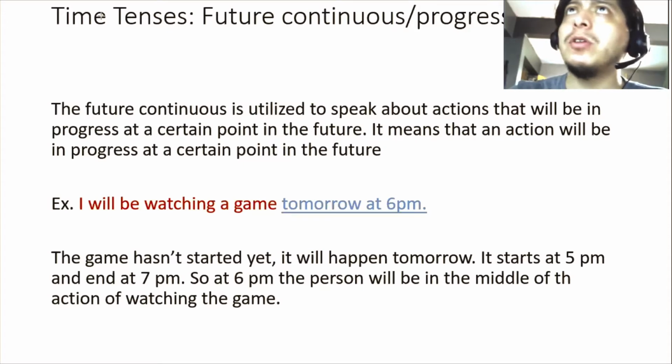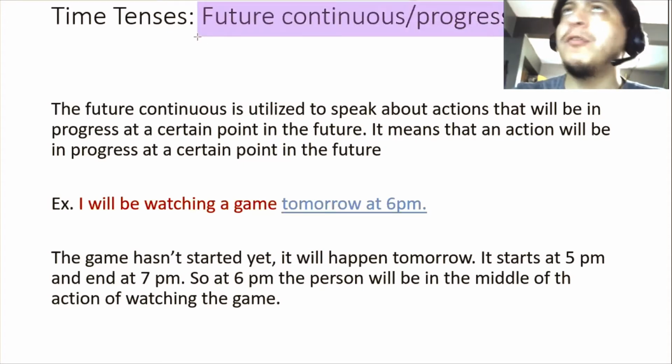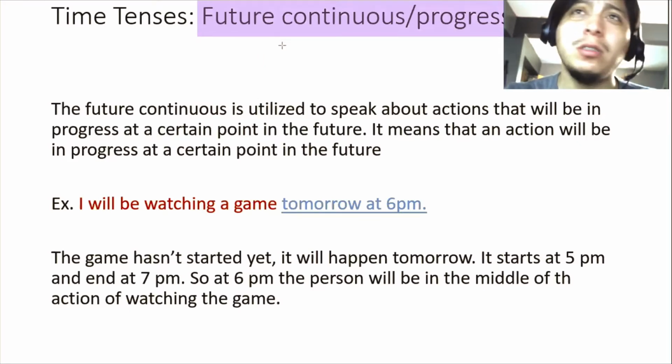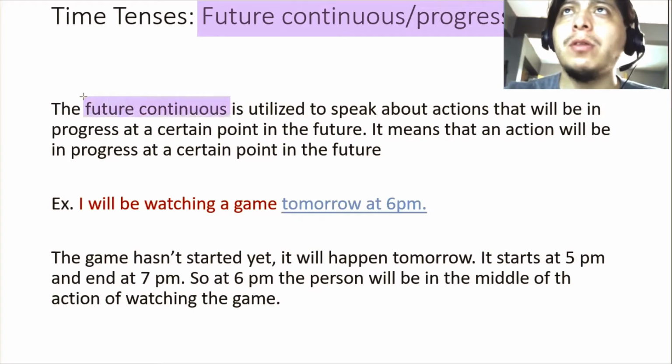The future continuous, or future progressive. Again, the name is not important. You're going to find it with different names in different books. It is utilized to speak about actions that will be in progress at a certain point in the future. It means that an action will be in progress at a certain point in the future.